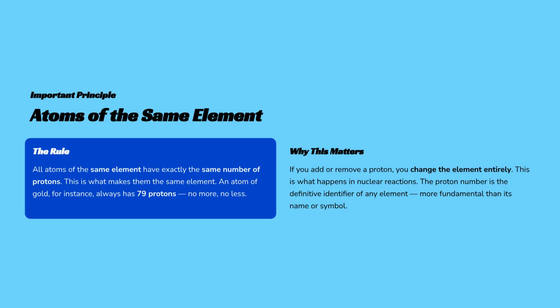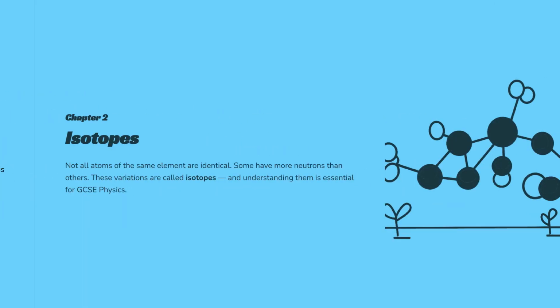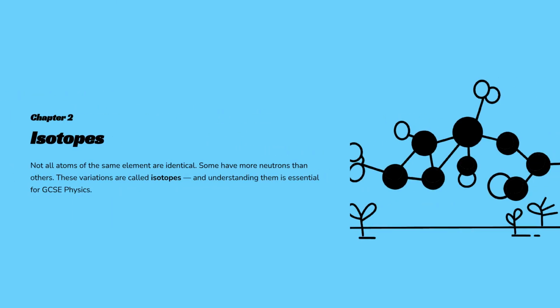It is an important principle that all atoms of the same element must have the same number of protons. Changing the proton number changes the identity of the element entirely. Not all atoms of the same element are identical. Variations with different numbers of neutrons are called isotopes. Understanding these is essential for your studies.